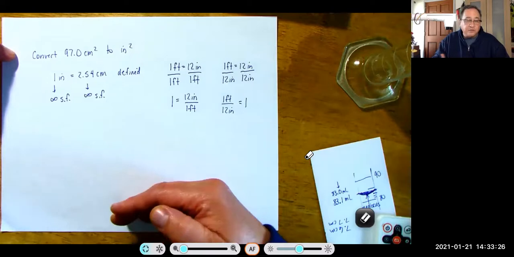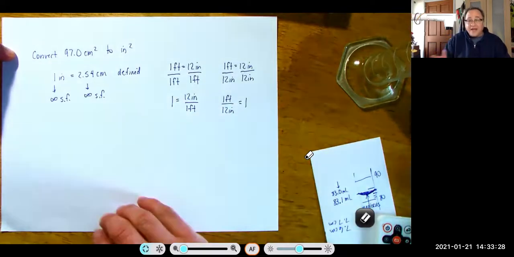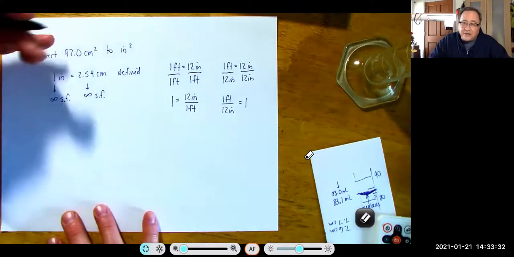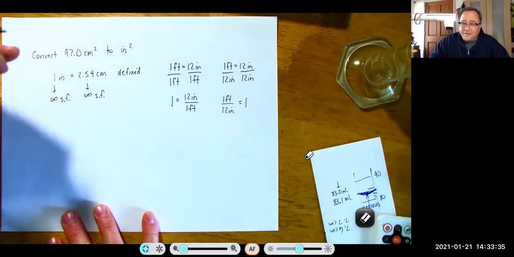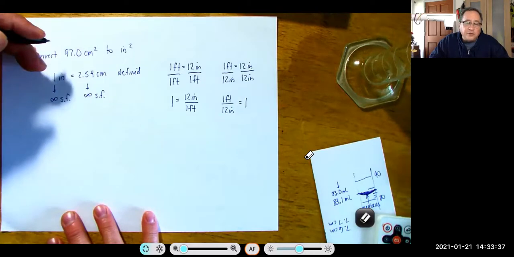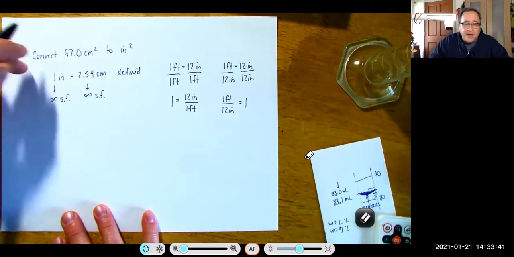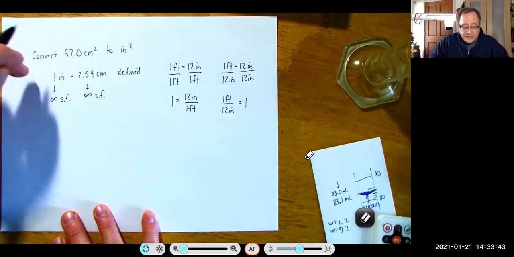And the rule goes a little further than that. It says if you divide anything by 1, you don't change it. 5 divided by 1 is 5. 15 divided by 1 is 15. So you can multiply by 1 without changing the amount. You can multiply by or divide by 1 without changing the amount.